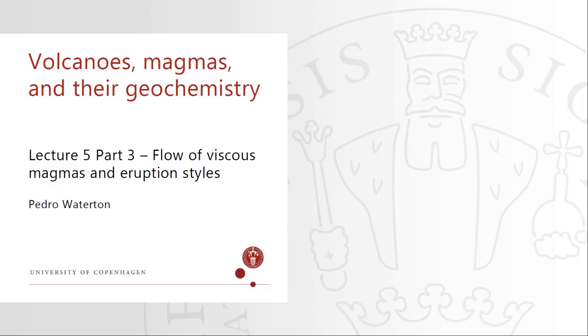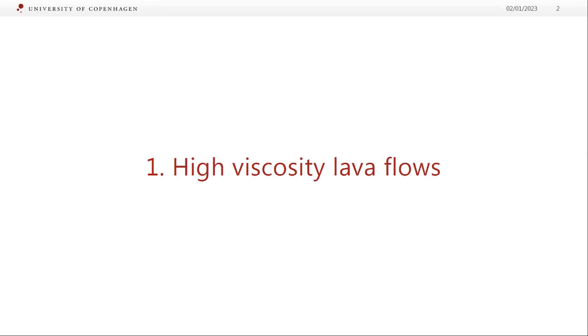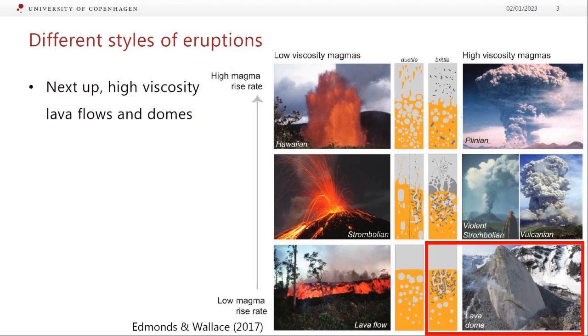All right. Final part of the lecture is about viscous magmas and different eruption styles. So we'll start off talking about high viscosity lava and how it flows. So yeah, back to our overview. We're still in the low magma ascent rate, but with the viscous lavas.